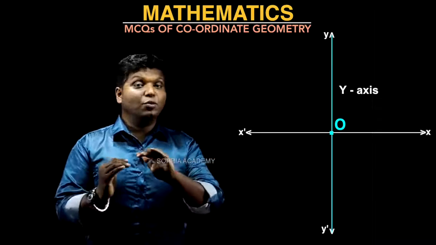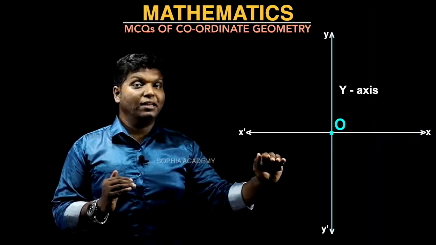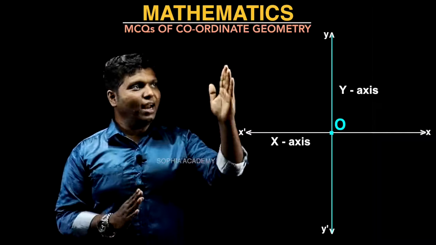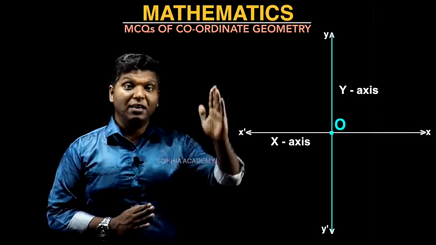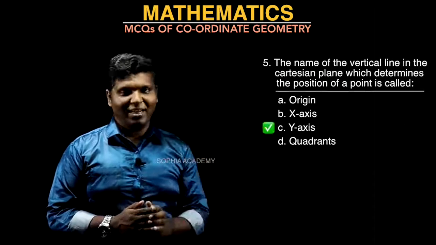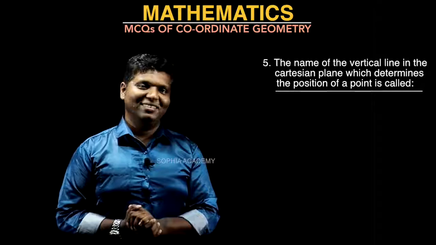So if they are asking what's the name of the horizontal line, what will be your answer? X-axis, right? So here, as they are asking about the y-axis, it means they are asking about the vertical line. So we can say that it is the y-axis. So y-axis is the answer.